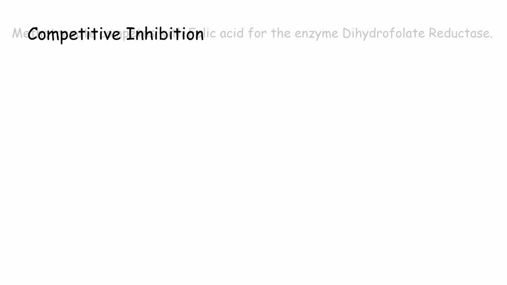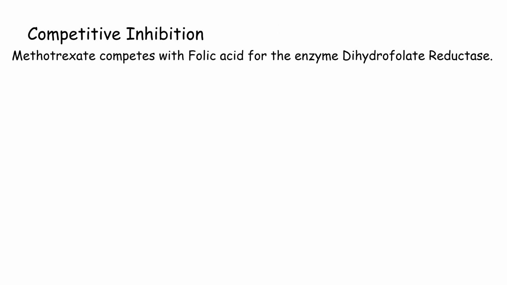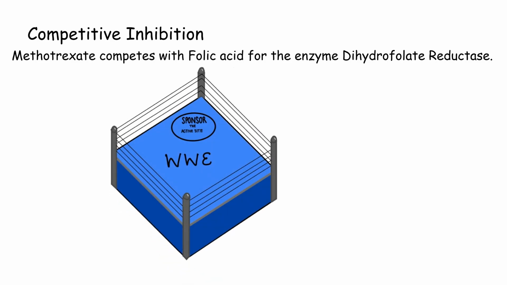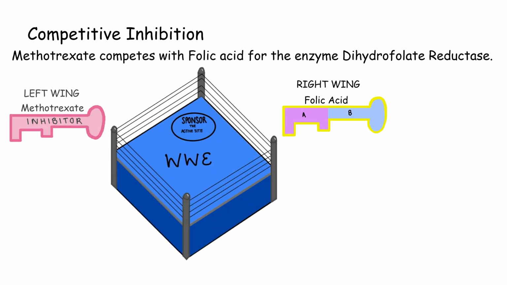A scientific example of competitive inhibition is methotrexate, which competes with folic acid for the enzyme dihydrofolate reductase. You can think of competitive inhibition as a boxing match, with the substrate and inhibitor competing for the active site of an enzyme. There are two scenarios that can arise from this.